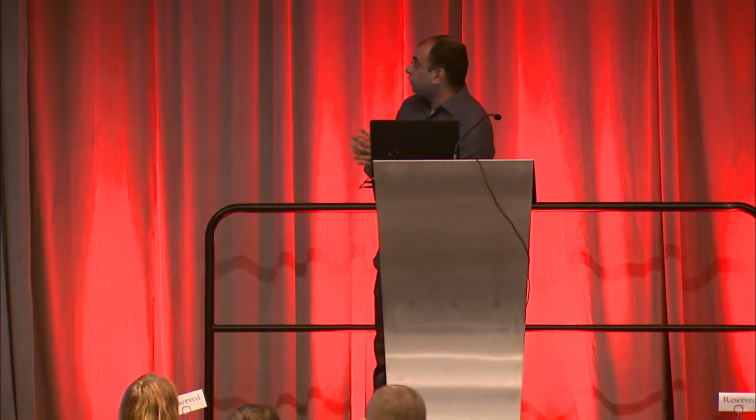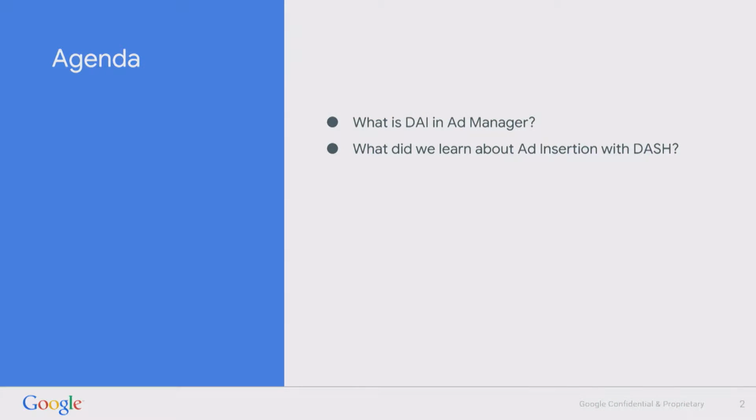So I'll talk a little bit about the architecture for DAI, how we do things, and we'll look at an engineering perspective on what it took for us to get ad insertion working on Dash specifically. As of today, we have a working solution that does live videos, linear videos, and on-demand videos using Dash and HLS on DAI.